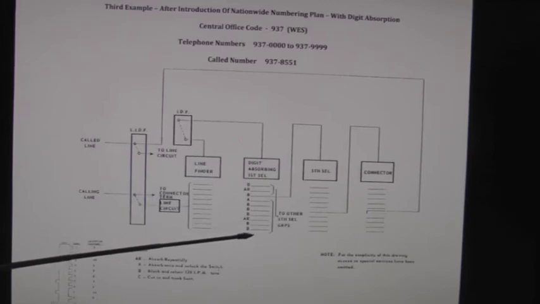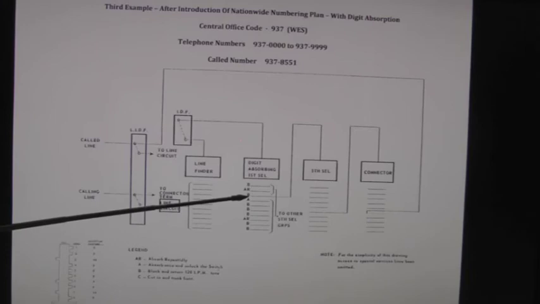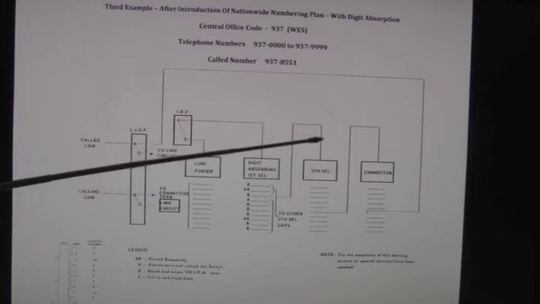So the next digit that's dialed is an 8. So we step up to the 8th level, and the switch is unlocked, so we rotary hunt for a trunk to the 5th selector.